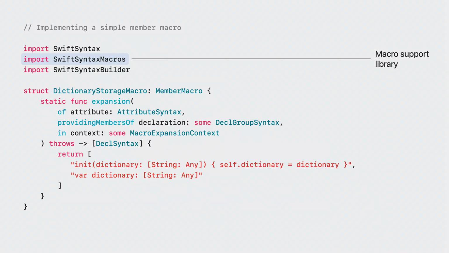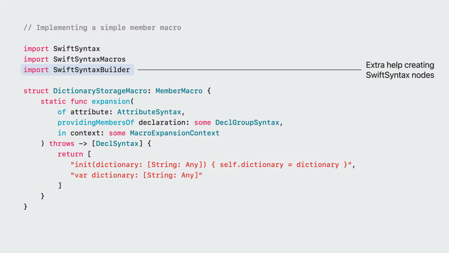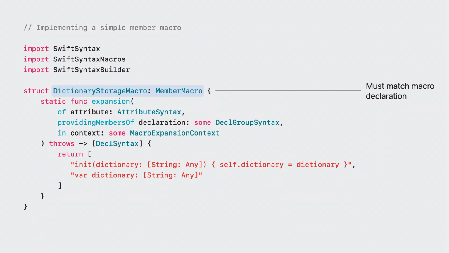One is Swift syntax macros, which provides protocols and types necessary for writing macros. The other is called Swift Syntax Builder. This library provides convenience APIs for constructing syntax trees to represent newly generated code. You can write a macro without using it, but it's incredibly handy, and we highly recommend you take advantage of it.